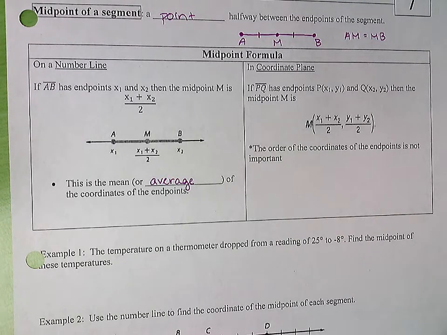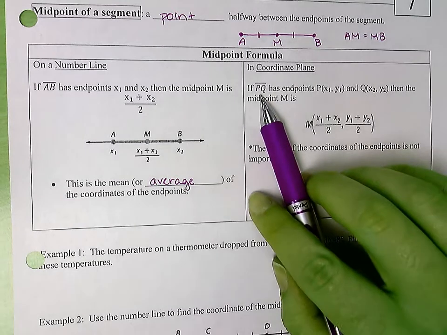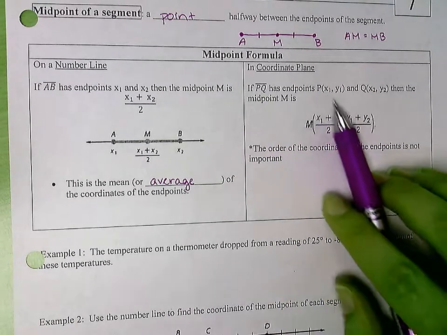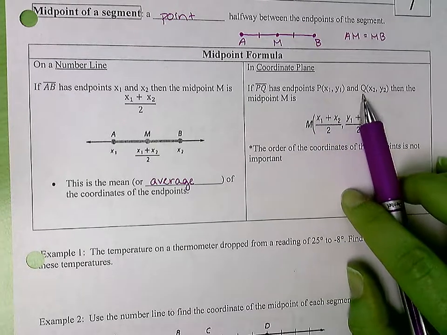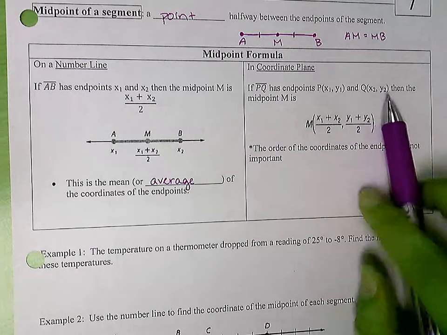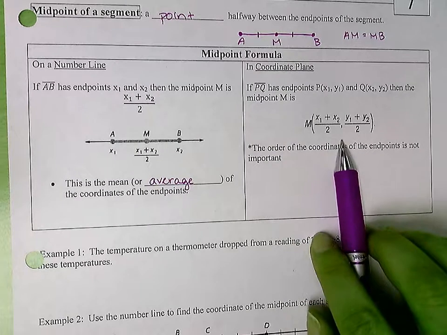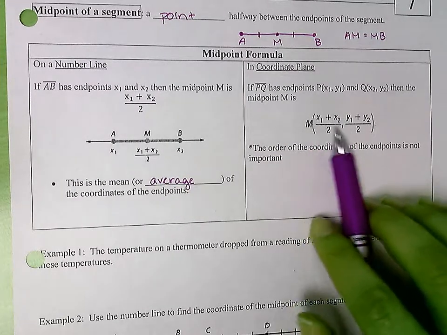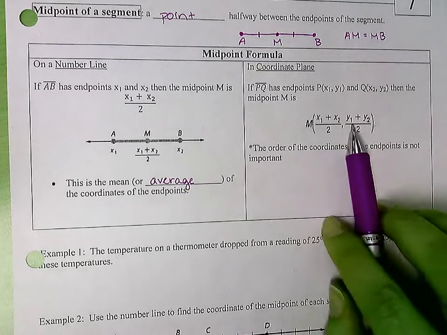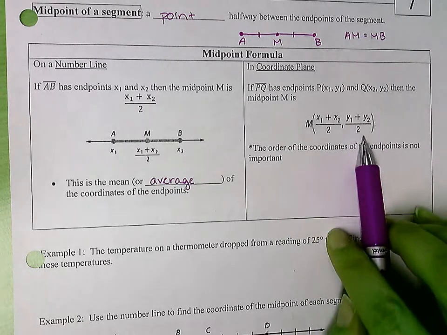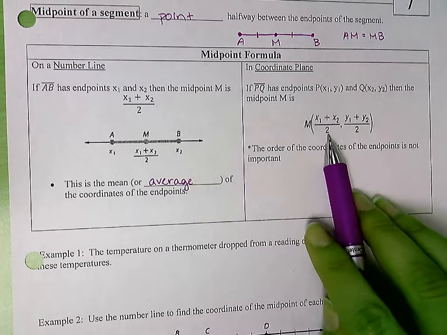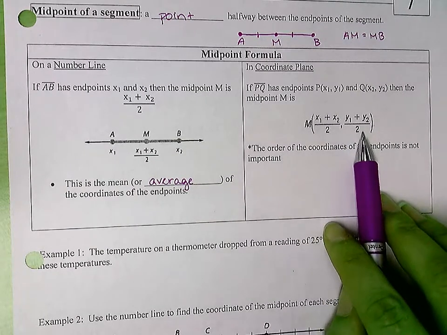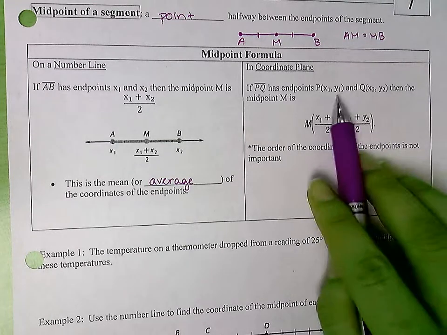In the coordinate plane, if you have a segment PQ with endpoints P at x sub 1, y sub 1, and Q at x sub 2, y sub 2, then the midpoint M, this will be your new coordinate. You're going to take x sub 1 plus x sub 2 and divide by 2, and then y sub 1 plus y sub 2 and divide by 2. So you're averaging your x's and averaging your y's. So going back and forth there.